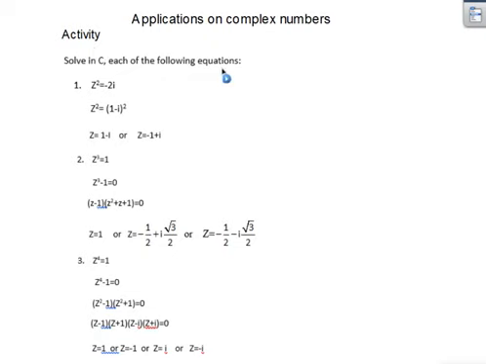Solve in C each of the following equations. The first equation is z squared equals minus 2i. To solve it, I have to replace minus 2i by (1 minus i) squared, and we get z equals 1 minus i, or z equals minus 1 plus i.